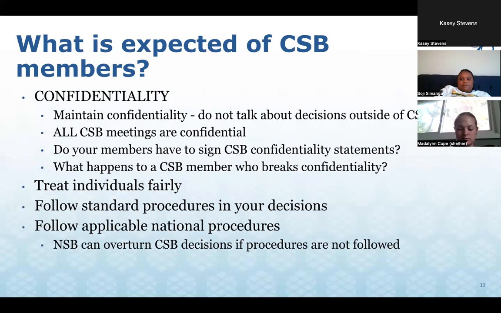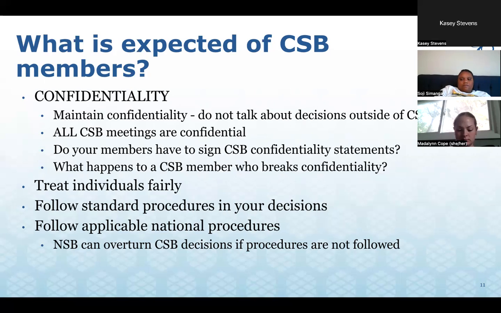All right. So what's expected of members of chapter standards board? Number one is confidentiality. All of our CSB members should maintain confidentiality. Don't talk about decisions outside of CSB, just like don't talk about Fight Club. There's no such thing. It's literally like you could be speaking about things that a member doesn't need or want anyone else to hear about, whether it's a personal issue or problem. So all these meetings should be confidential.